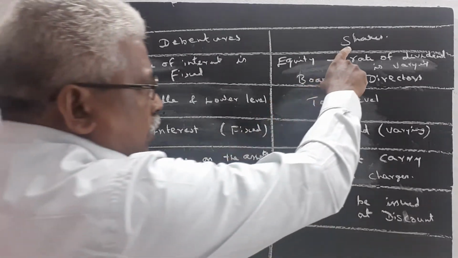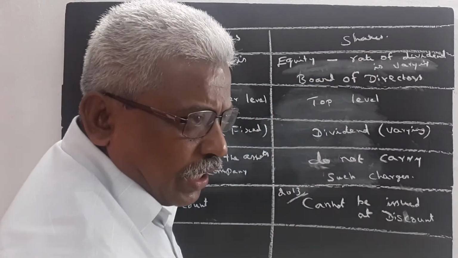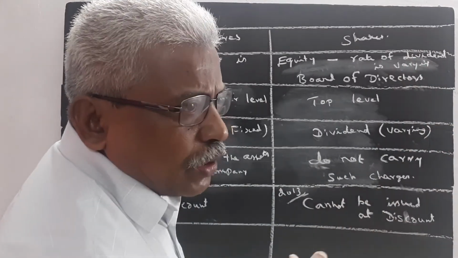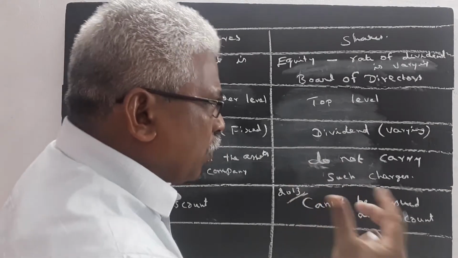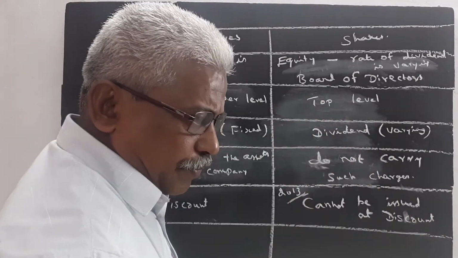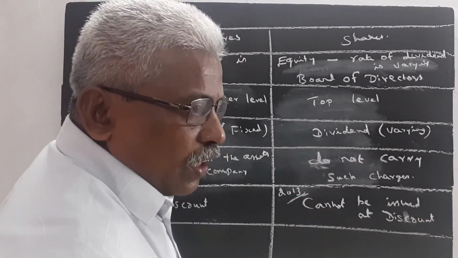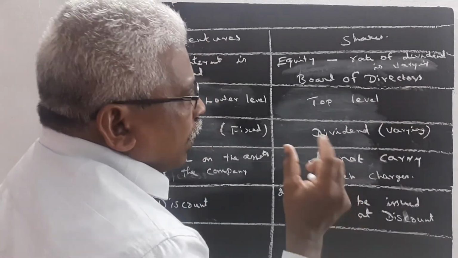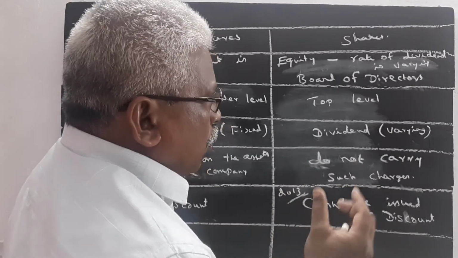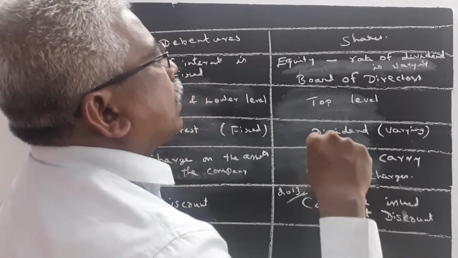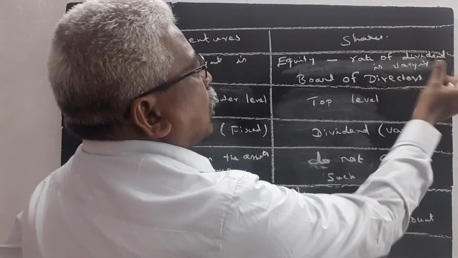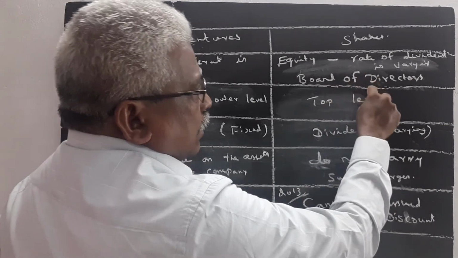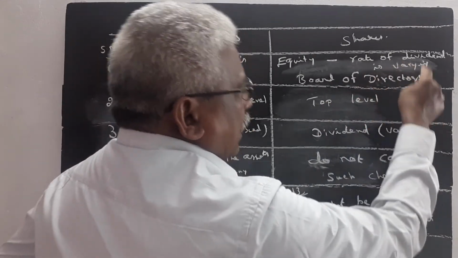But in the case of equity share, the rate of dividend is varying according to the profit earning capacity of the company. If the company earned more profit, more dividend will be distributed to the shareholders. If the company earned less profit, the rate of dividend may be varying. But the board of directors decide, then only the dividend will be distributed to the shareholders. That is a very, very important point. The board of directors has the power to distribute and declare the dividend.